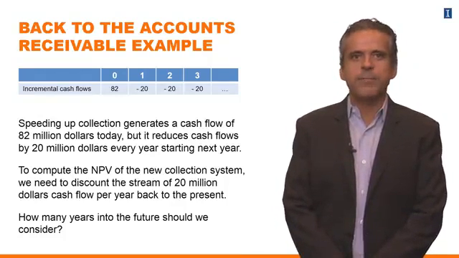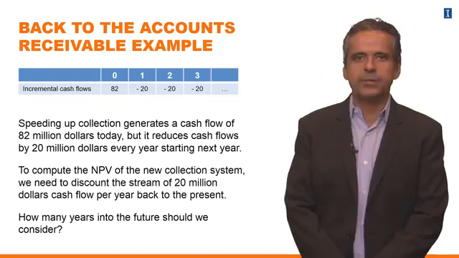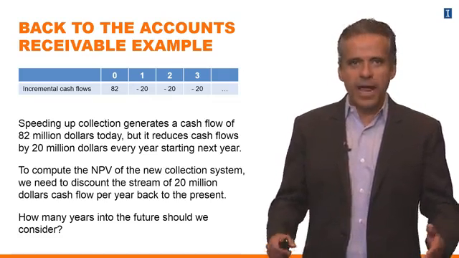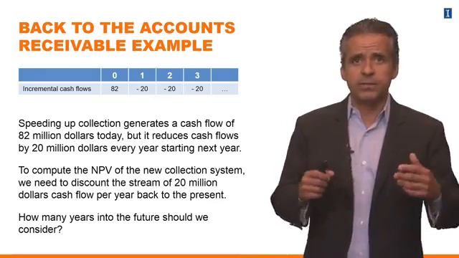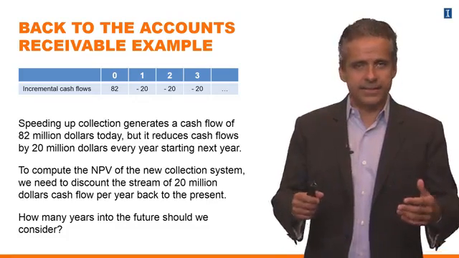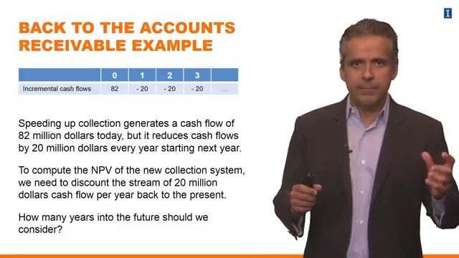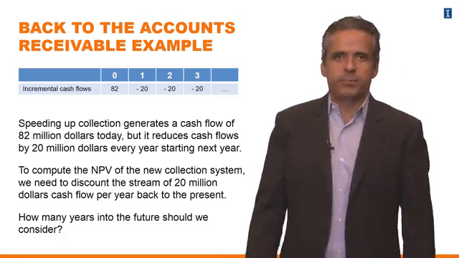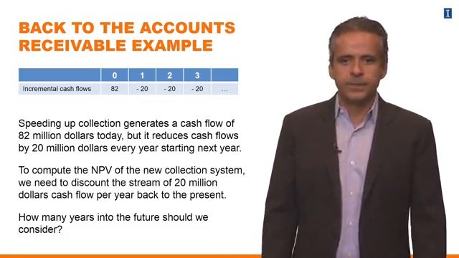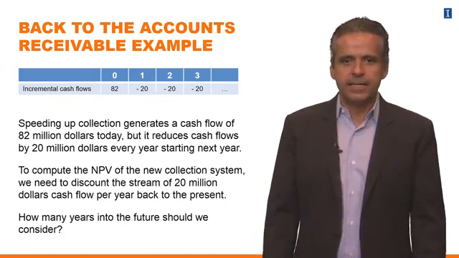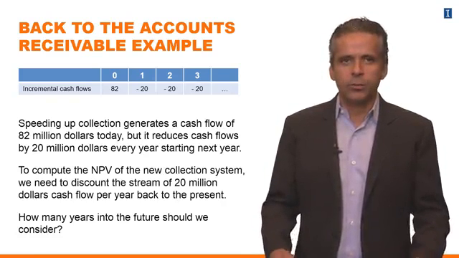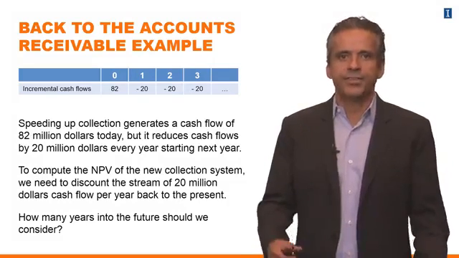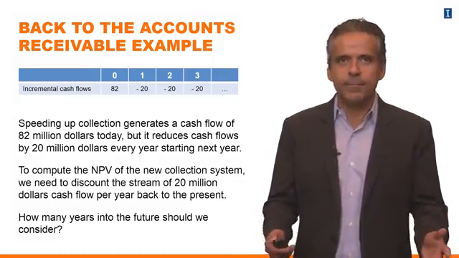Remember, we have the incremental cash flows: $82 million today, and then a negative cash flow of minus 20 million every year, starting next year. The time period here is years, so we're expressing this in years. This is the trade-off that we already derived. Now we have to think about how many years into the future we are going to consider. Are we going to consider 10, 20 years? What's the timeline?